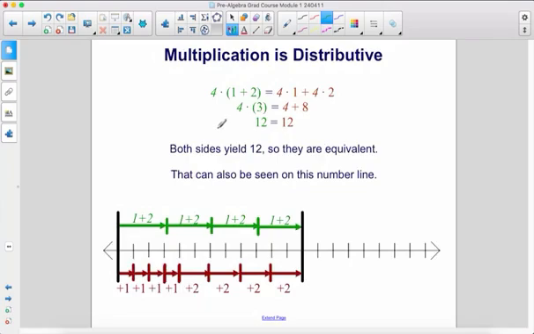Multiplication is distributive, so we can either add these two numbers together first, so 4 times 1 plus 2: 1 plus 2 is 3, 4 times 3 is 12, or we can distribute the 4. 4 times 1 plus 4 times 2. 4 times 1 is 4, 4 times 2 is 8, 4 plus 8 is 12. Both sides yield 12, so they are equivalent, and that can also be seen on the number line.